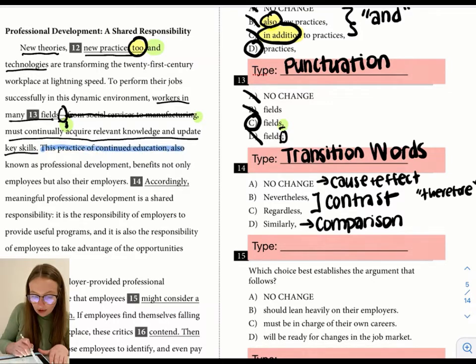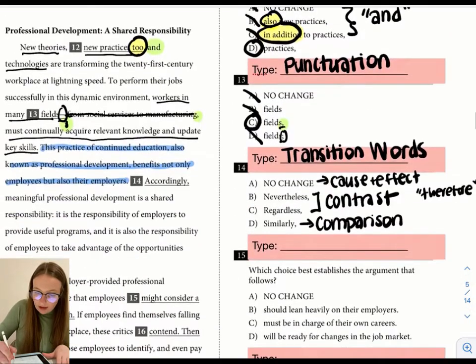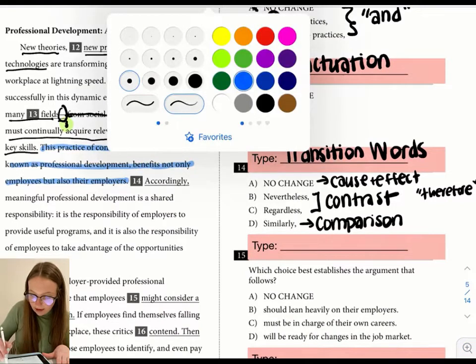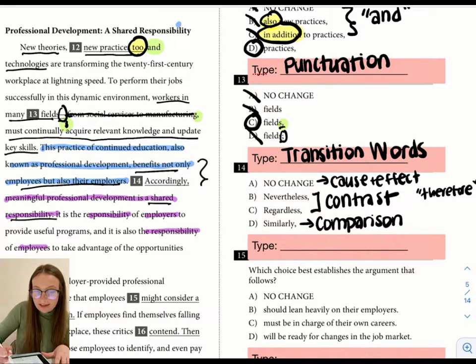This practice of continued education, aka professional development, benefits not only employees, but also their employers. So we know employees and employers will both benefit from having the employees get an education. So then when we look at the next part down here, it says blank. We don't want to read the word because we don't know if that's right. Blank, meaningful professional development is a shared responsibility, the responsibility of employers and also the responsibility of employees. So we're saying that it benefits both parties. And then here we're saying that it's a shared responsibility. So these two sentences definitely go together.